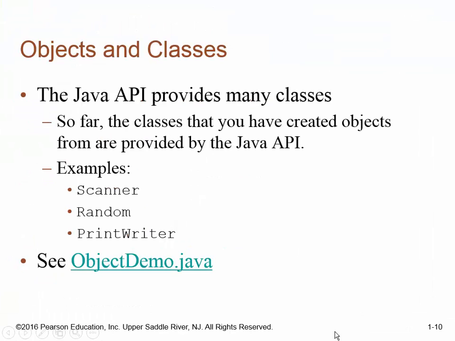So, as mentioned here, the Java API provides many classes. That's really what the API is. It's a list of classes that have a list of methods and data, and it's stuff that's been pre-written for you so that you can use it. These are 3 examples of API classes that we've used thus far in the semester.